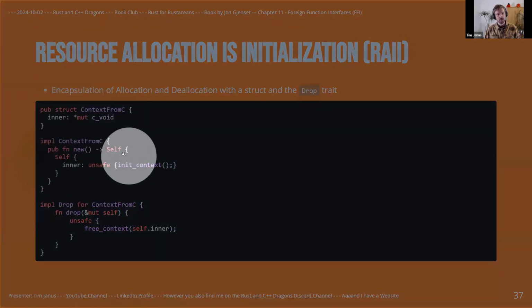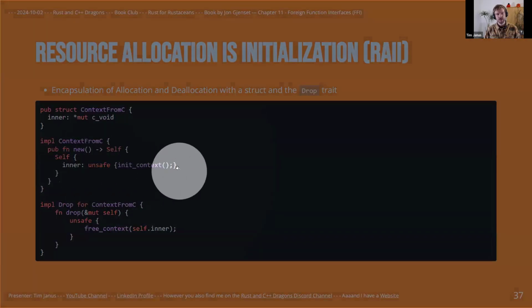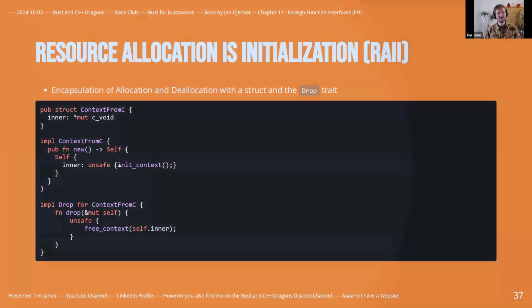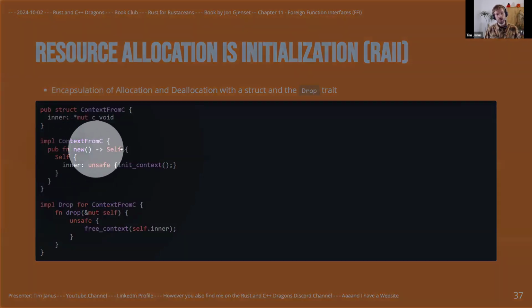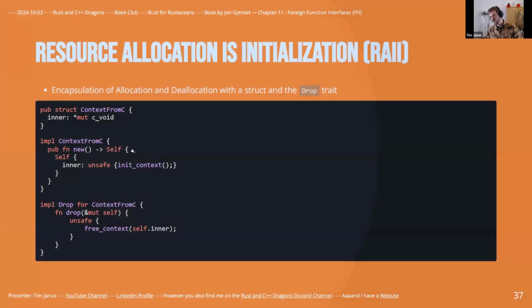And yeah, so we implement a new function, as you know it from safe Rust code or from normal Rust code without FFI. And we have to use an unsafe block to call our external function. And now we guarantee that this new is safe because we know init context will never fail, which is probably not true, but let's assume that.